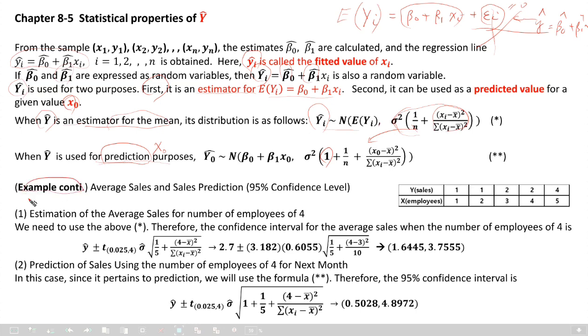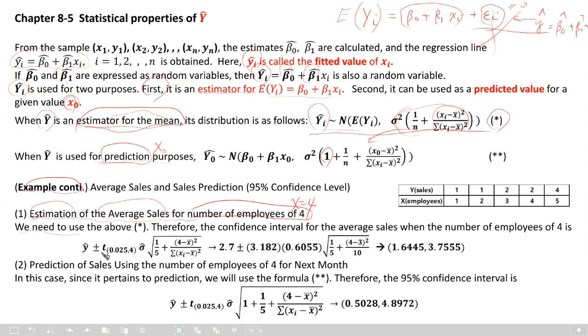Okay, example continued. Simple example: we've seen the number of employees X, 1, 2, 3, 4, 5. At those values, sales amount Y is 1, 1, 2, 2, 4. It was a simple example. First, estimation of average sales for a number of employees of 4. X equal to 4. We want to estimate the average sales. Then we need to use the single star distribution, the distribution for the estimator of the mean.